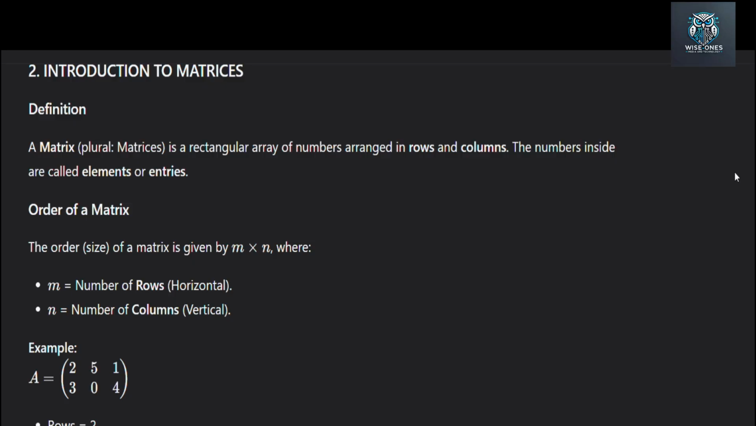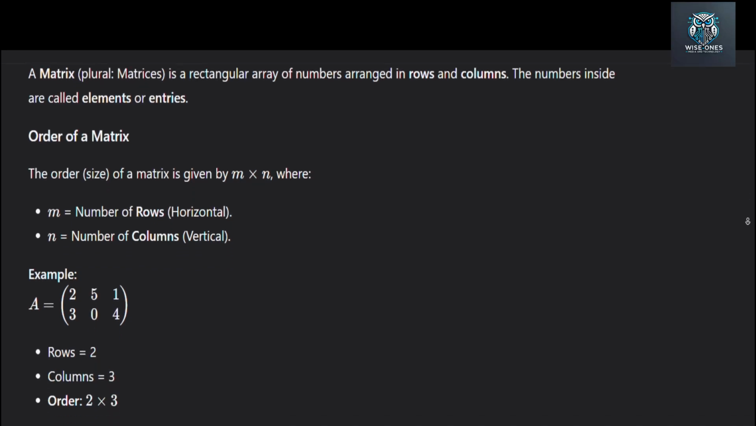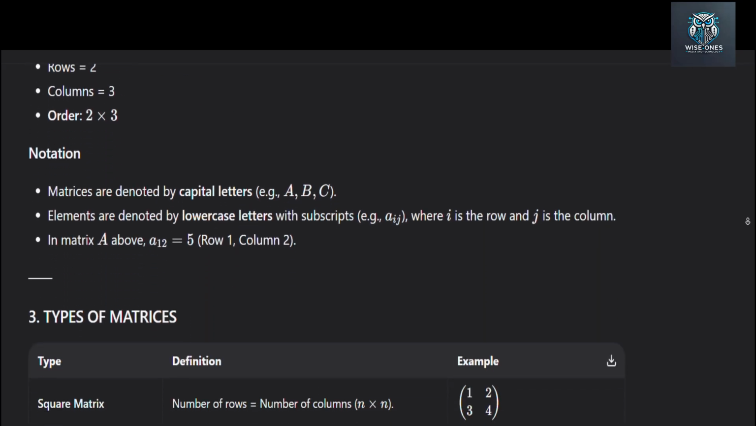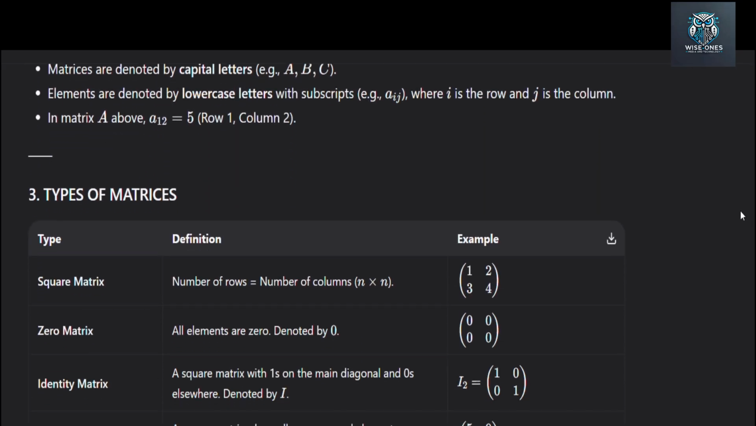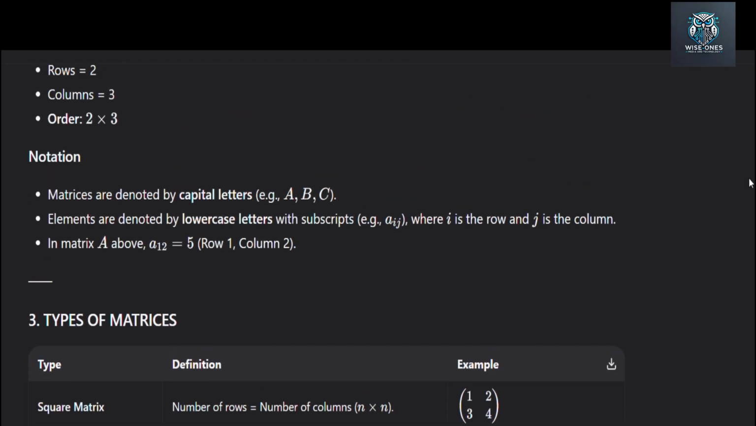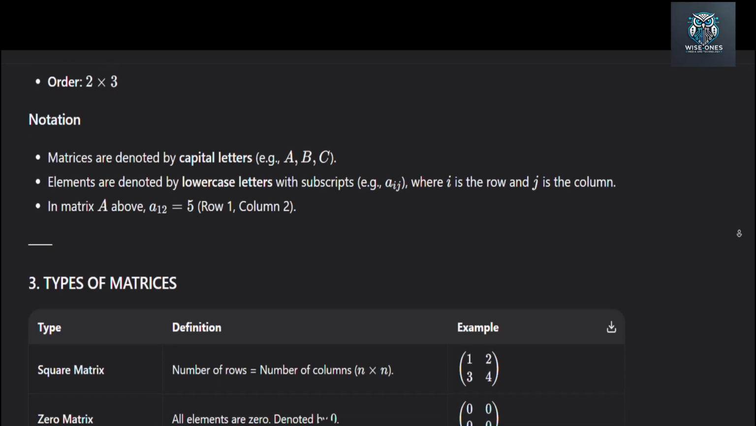2 rows, 3 columns. Notation is important. Matrices are denoted by capital letters like B or C. Elements are denoted by lowercase letters with subscripts. For example, a sub ij. Here, i is the row number and j is the column number. In our matrix A above, the element in row 1, column 2 is 5. So a sub 1, 2 equals 5. Please write this down. Understanding rows and columns is the foundation of everything we will do today.